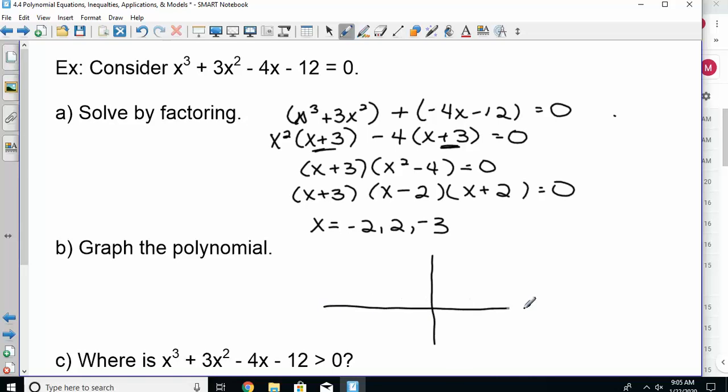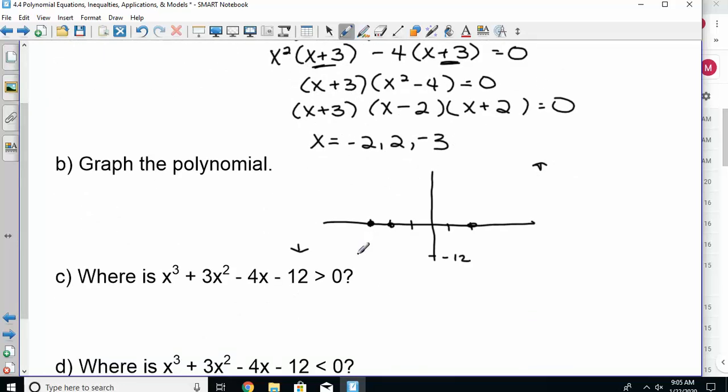What would my end behavior be if it were x cubed? Down, up. We hit the x-axis at negative 3, negative 2, positive 2. If I asked for a y-intercept, you could give it to me. If you put a 0 in for all of your x's, you're just going to get negative 12. All these have a multiplicity of 1, so it will go through. We could graph something like that.